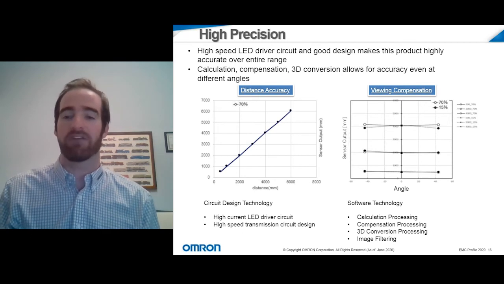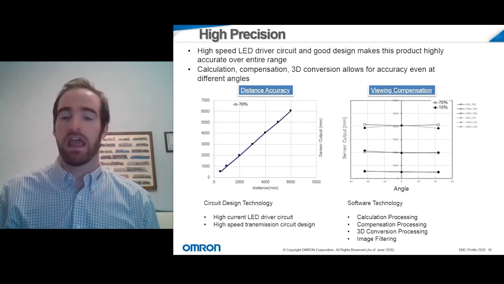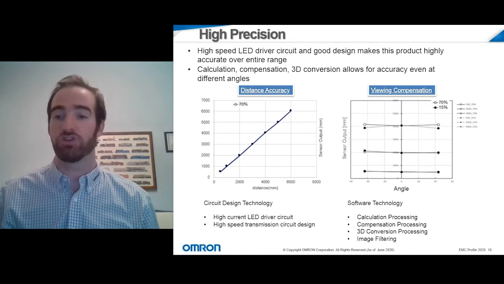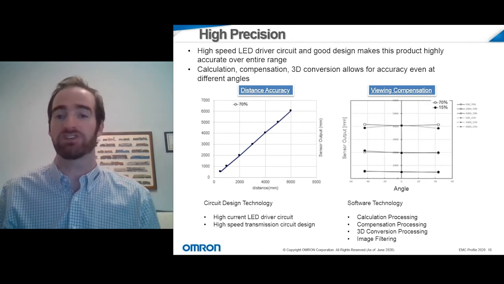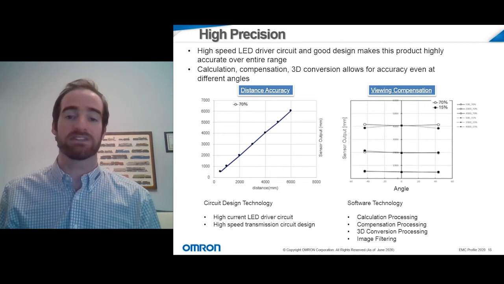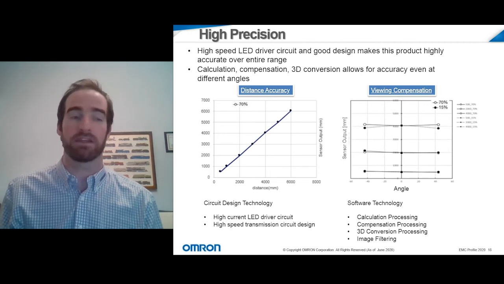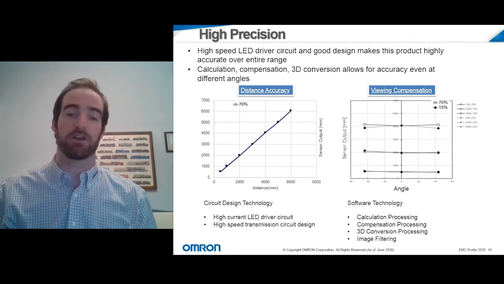Very exciting to have this sensor performing so well, and why we're looking to reach out to the healthcare industry and patient monitoring applications to get this accurate sensor to be working properly for the needs of patient monitoring.